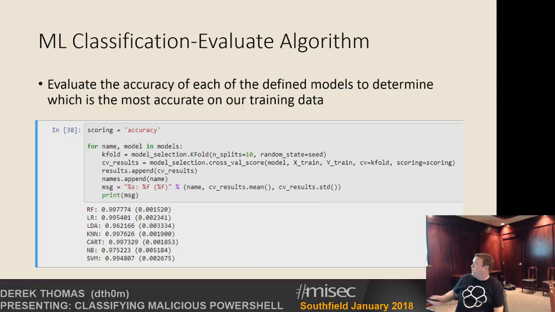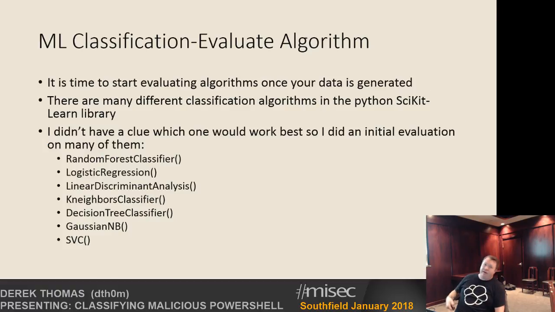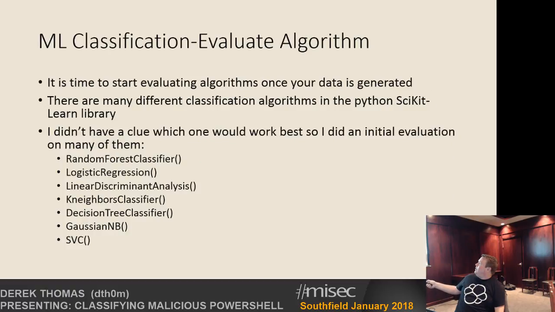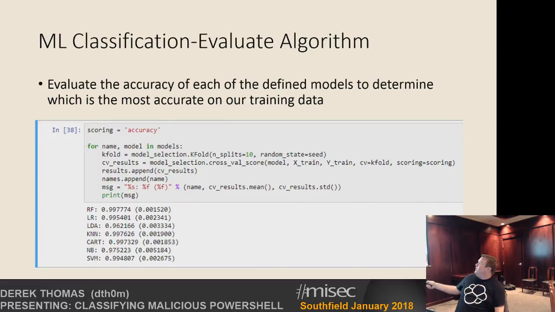So here I've got a variable called models, and all that does is have random forest classifier as one value, and then I give it an RF, a shorthand descriptive term, for the name. So it's saying for the name RF and model random forest classifier, in the models variable, we're going to do all of these actions.